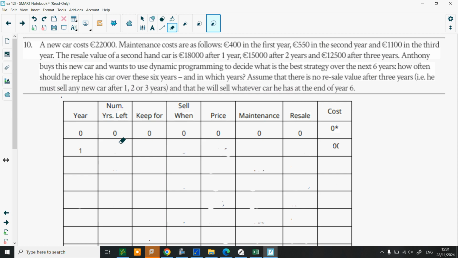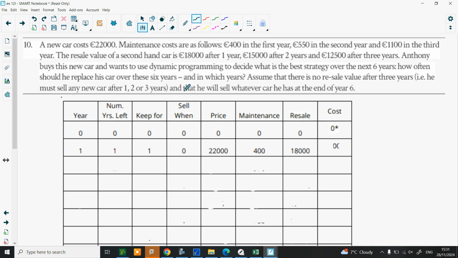Now, we go to 1 year. If you have 1 year, number of years left, 1, because you used it for 1 year. Keep it for 1 year. Sell when 0, so sell at 0. That's interesting. You bought it for 22 grand. Is that okay? Bought it for 22 grand. How much does it cost to keep that car for 1 year? How much on maintenance? 400 euro, yeah? You can resell it. You can resell it for 18 grand, can't you?